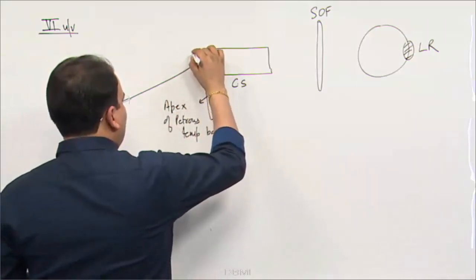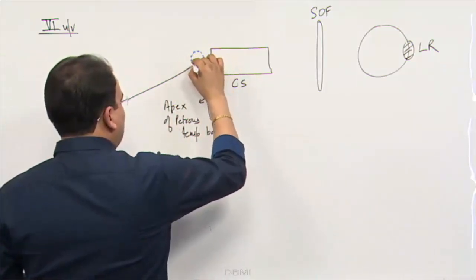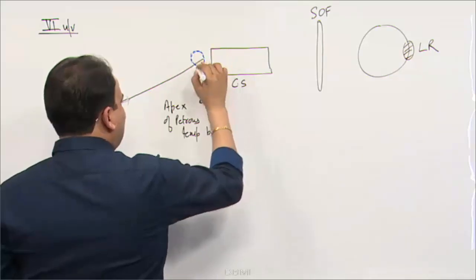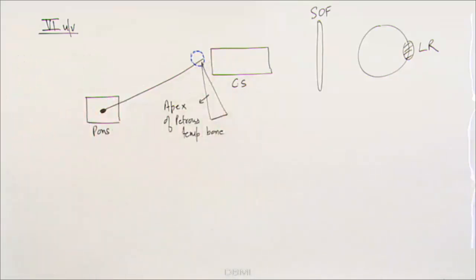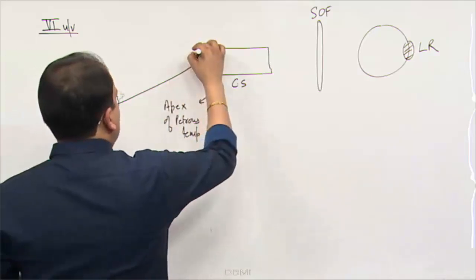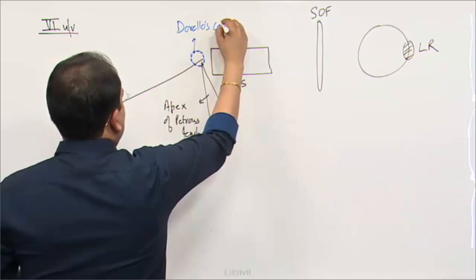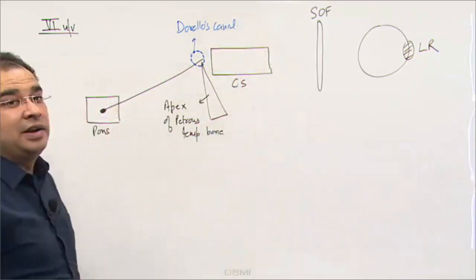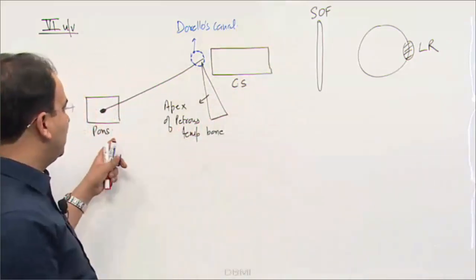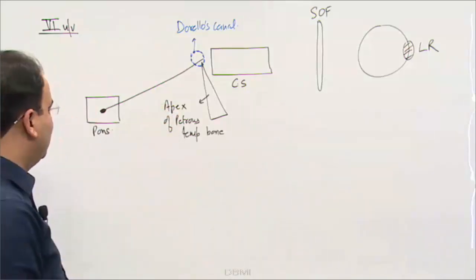I am using a blue color here because green probably won't be visible. So there is a ligamentous canal present close to the apex of the petrous temporal bone. This canal is called Dorello's canal. PGI 2005, the content of Dorello's canal: the content is the 6th nerve, or abducen nerve.